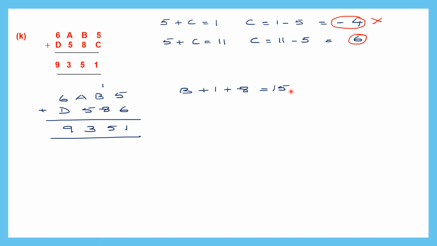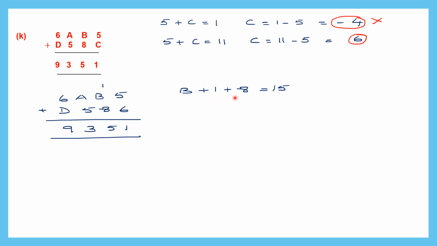Why did we make it 15? Because the digit here is only one digit number. That should be 5. So this can be 1 or 2 or 3 or 4. We are trying with each number. So first we try with 15, then we can try with 25, then we can try with 35 and so on. So first let's try with 15.